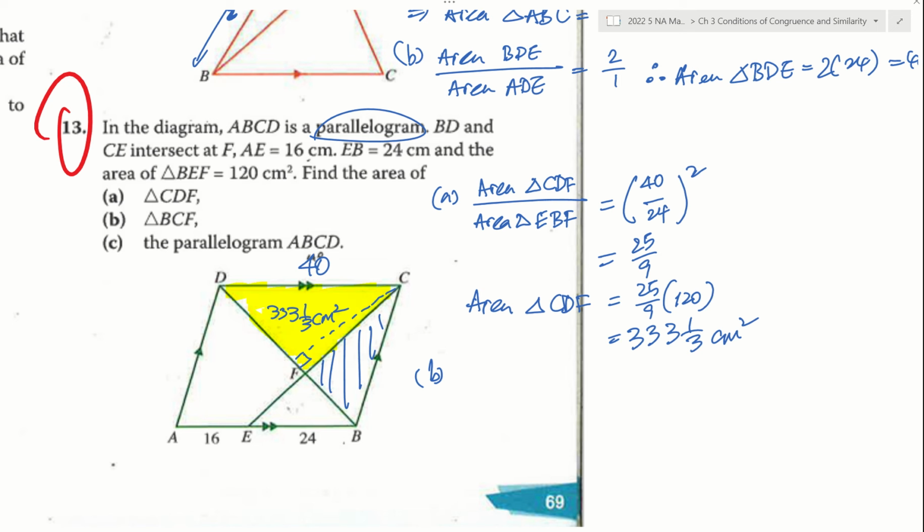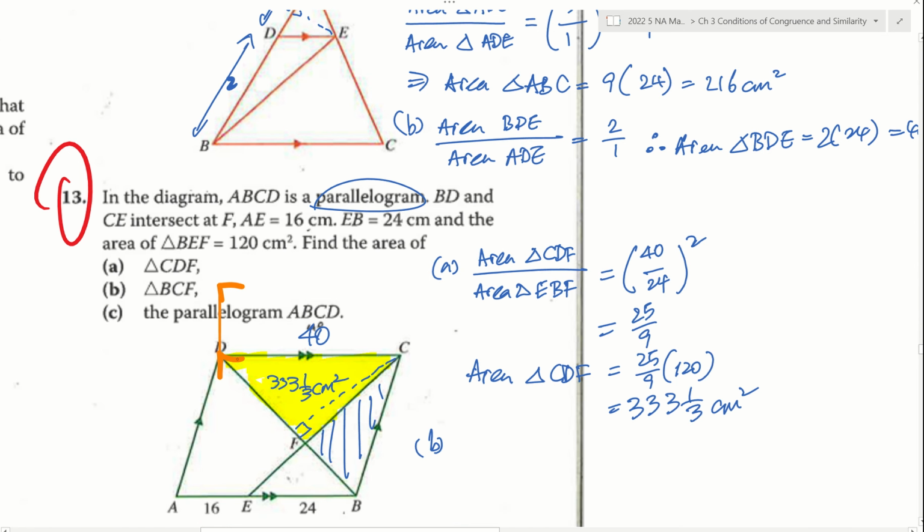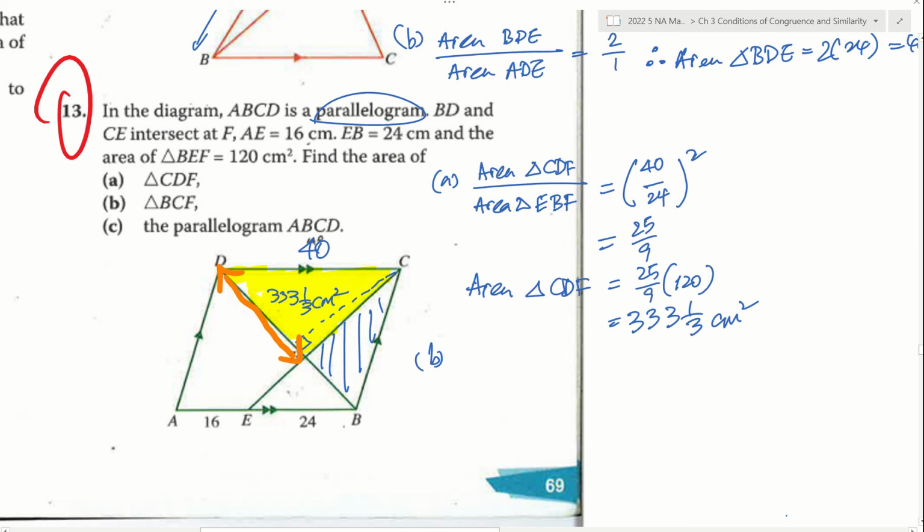Where are the bases? DB, DF. Okay, so for the yellow triangle, the base is DF. So this is the orange color base for the yellow triangle. For the blue color triangle, this is the base, right? If I have the ratio of these two sides, I can find the area of the shaded triangle, the blue color triangle. But how to find the ratio of these two bases?